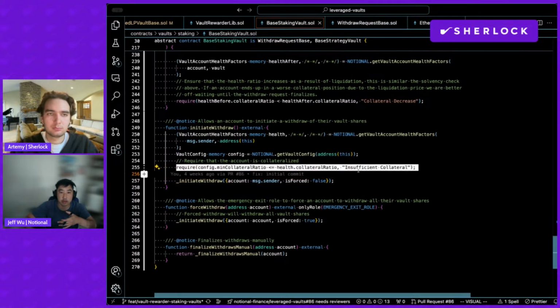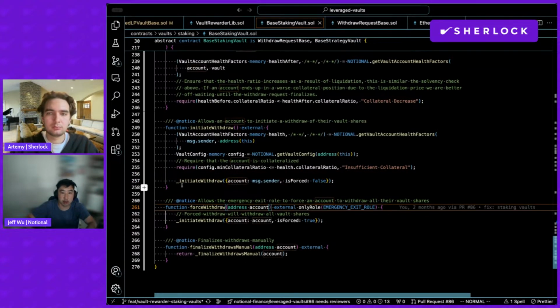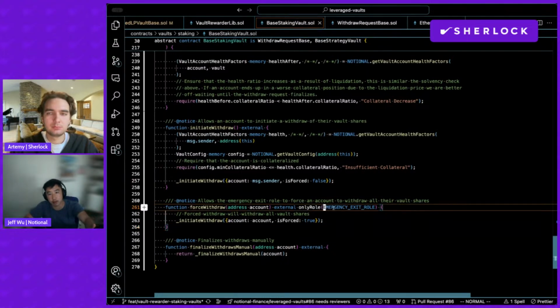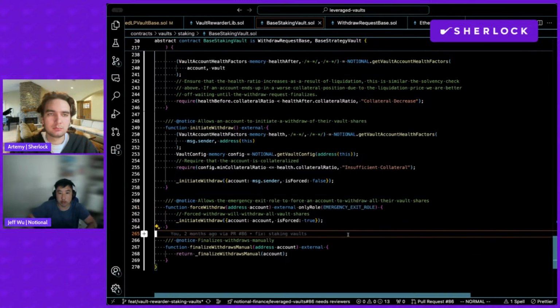We don't allow them to do this if they are in liquidation territory. That would be a way for them to put themselves in the queue to avoid a liquidation or something like that. So in the case that they do need to be forcibly put into the queue, we have that emergency exit rule that can forcibly put the account into the queue. So that's what we discussed earlier.